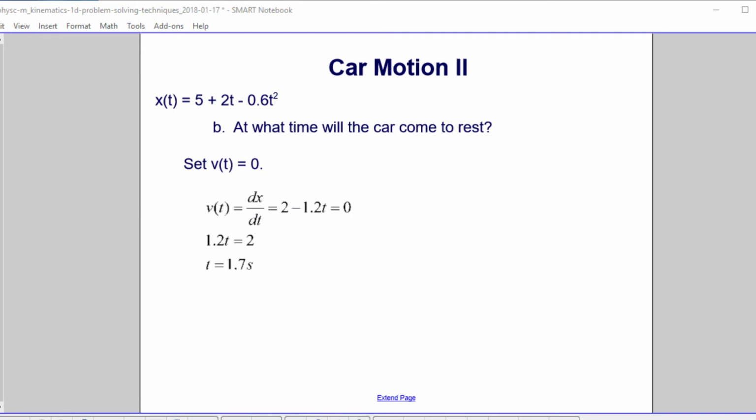At what time will the car come to rest? We take our velocity equation that we've already derived, that's 2 minus 1.2t, and just set it equal to 0 and solve for time. And we find that at 1.7 seconds, this car is coming to rest.